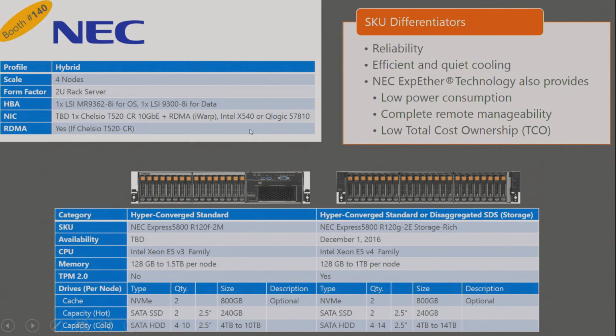NEC, again, a very, very known name, especially in APJ. They are all about bringing your TCO down, so lower power consumption, complete remote manageability, and cooling and all that good stuff, from a hardware standpoint. They are bringing their 2 offers based on, sorry, I'm missing the server name. Yeah, the NEC Express 5800. So there are 2 configurations that it goes in. One is shown on the left as a standard, and the other one is a storage only, which is interesting.